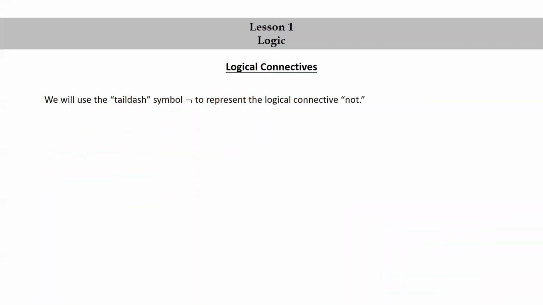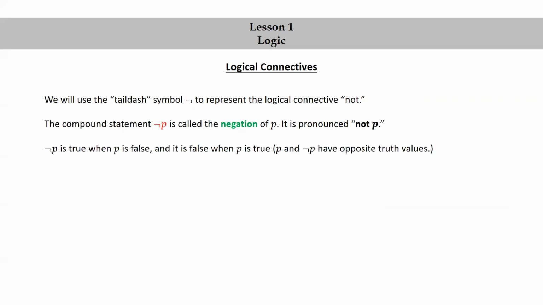We will use the tail dash symbol to represent the logical connective not. The compound statement tail dash P is called the negation of P, and it is pronounced not P. Not P is true when P is false, and it is false when P is true. In other words, P and not P have opposite truth values.